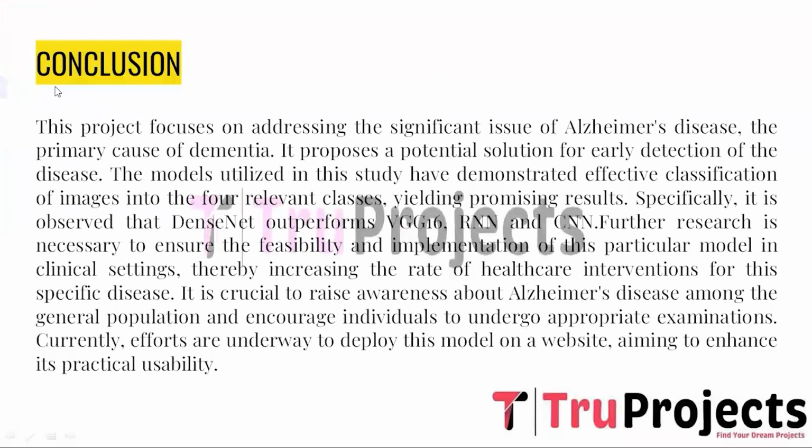And conclusion: this project focused on addressing the significant issue of Alzheimer disease, the primary cause of dementia. It proposes a potential solution for early detection of the disease. The models utilized in this study have demonstrated effective classification of images into the 4 relevant disease classes, yielding promising results. Specifically, it was observed that it outperforms VGG16, RNN and CNN.